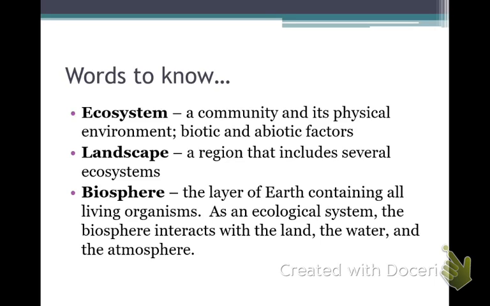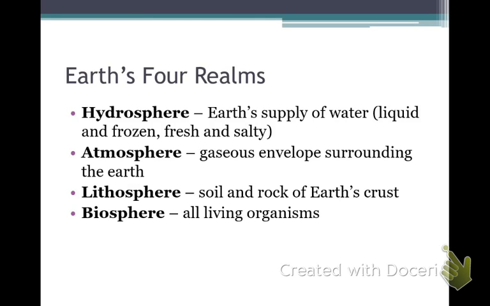As an ecological system, the biosphere interacts with the land, the water, and the atmosphere because there are living things in all three areas. The hydrosphere is our supply of water, the atmosphere is our gas, the lithosphere is land, and the biosphere, which encompasses all three of those, is where all living organisms exist.